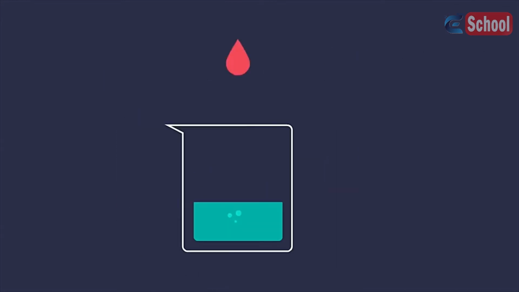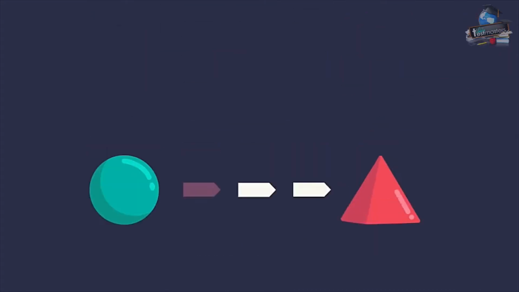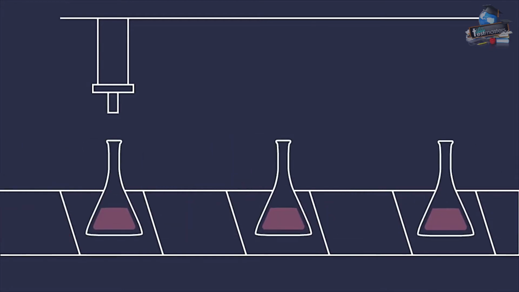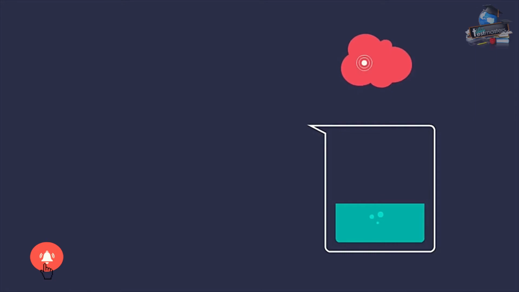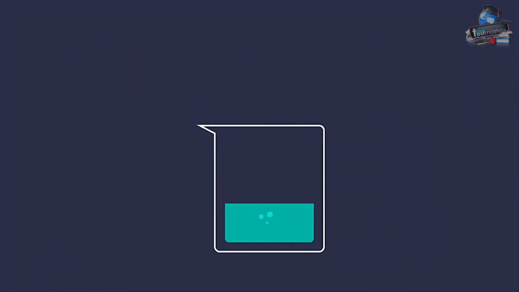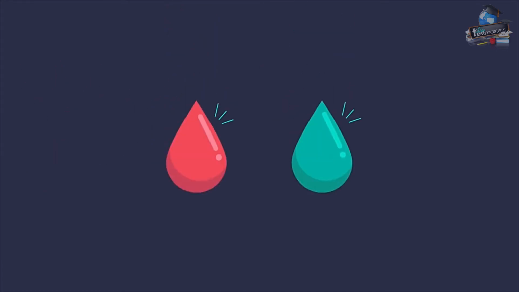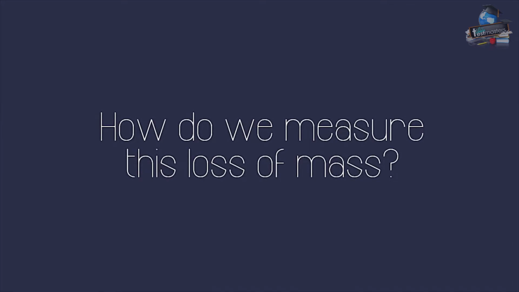Measuring the loss of mass as a reaction occurs is important because it can tell us the rate at which the reaction proceeds, which can be vital when it comes to producing chemicals in the industry quickly and efficiently. On the other hand, measuring the total loss of mass once a reaction has gone to completion can tell us whether the experiment has been successful and whether the reactants are pure. So how do we measure this loss of mass?